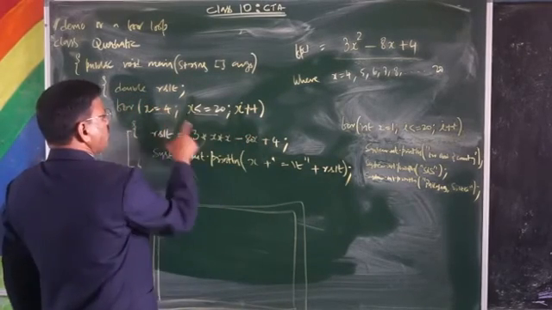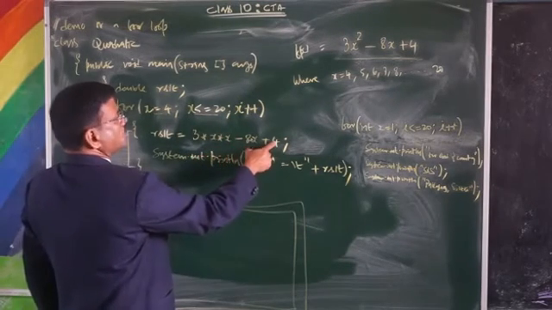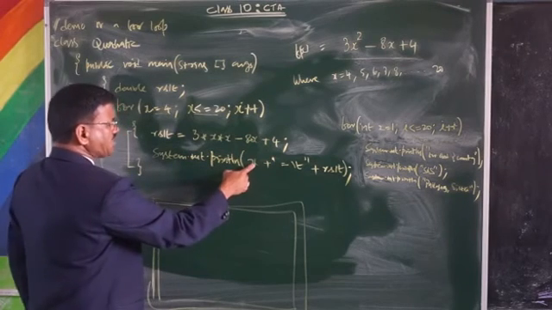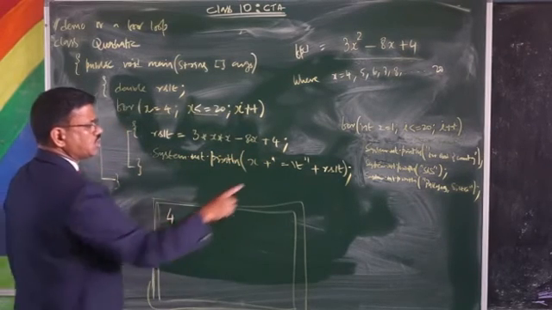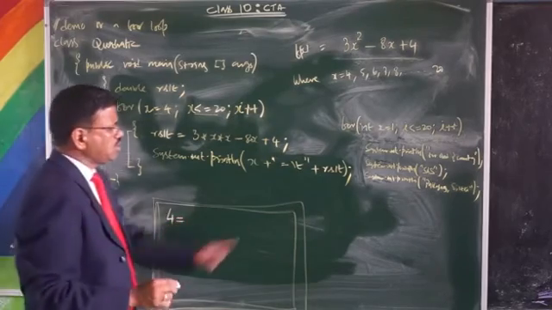The computer substitutes the value of x as 4. 4 into 4 minus 8 into 4 plus 4. It simplifies its answer. What will the x value be? 4. Then afterwards what will it display? It will display the equal symbol.